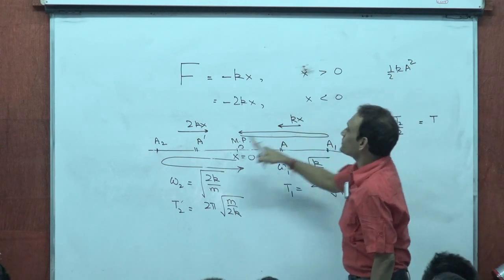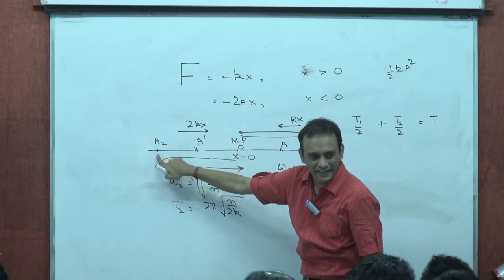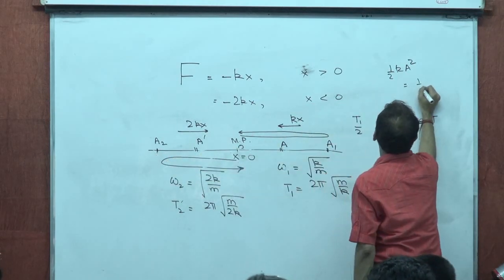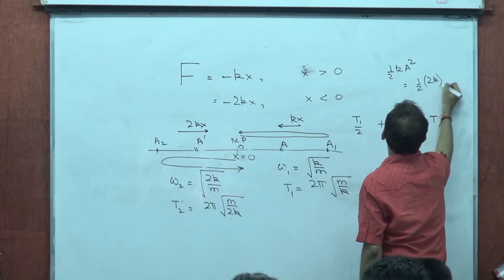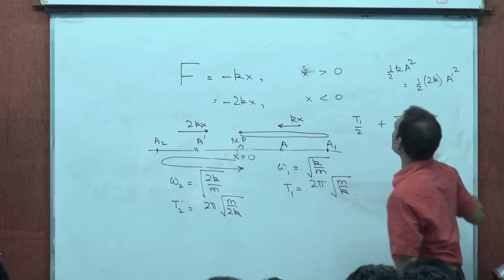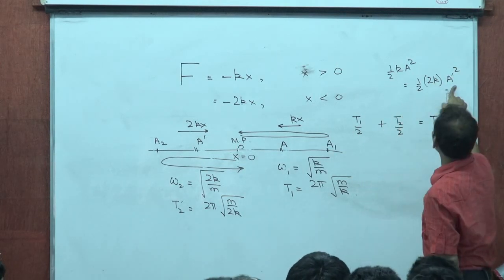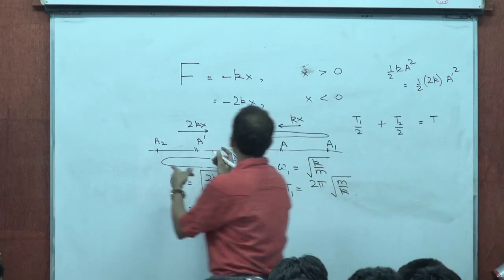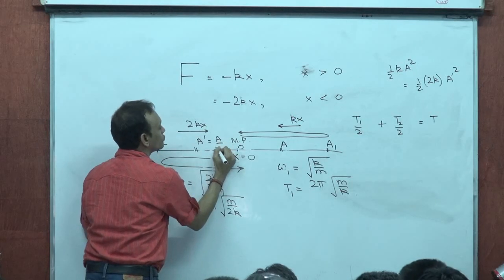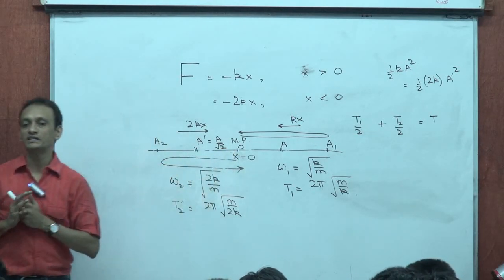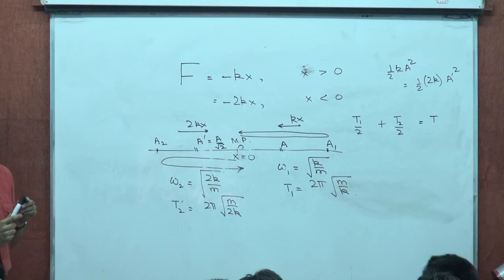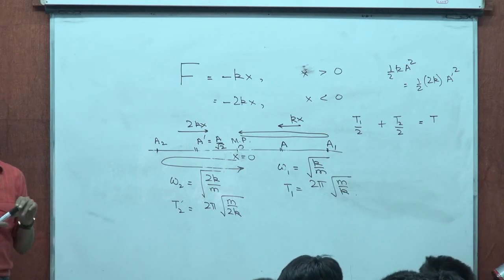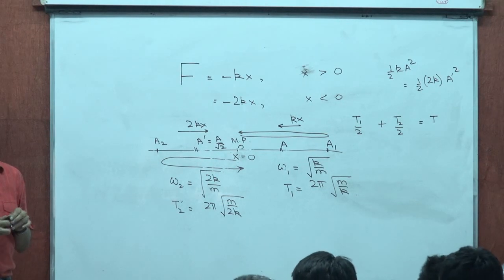And this must be the total potential energy at A2, which is half of 2k into, let's say, A prime squared. So A prime would be A by root 2. So this would be A by root 2. Its leftmost extremity is going to be A by root 2. Right?